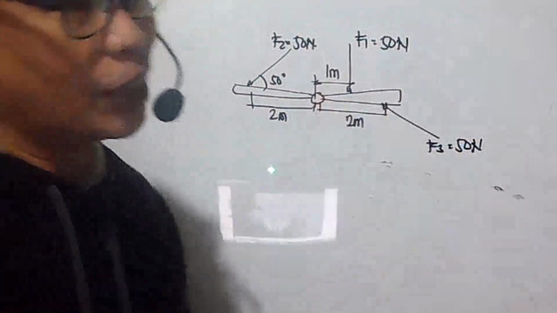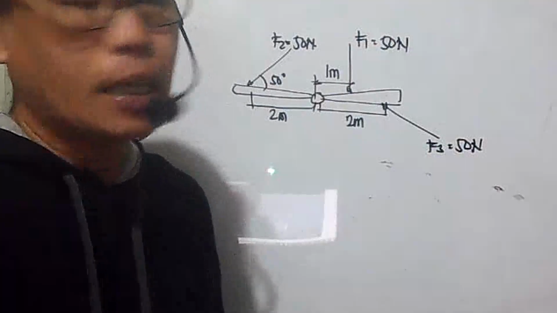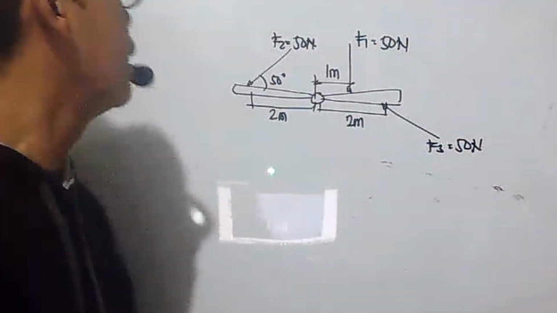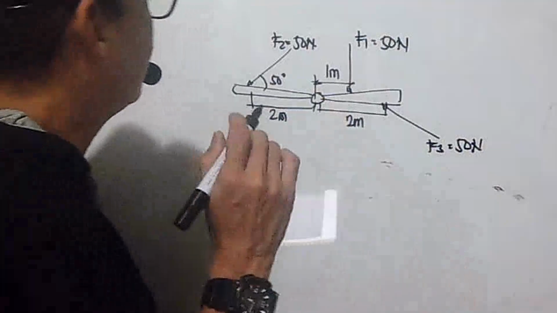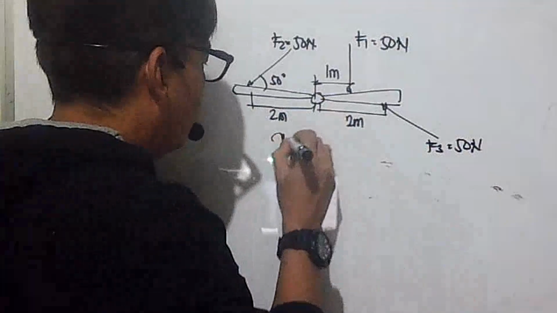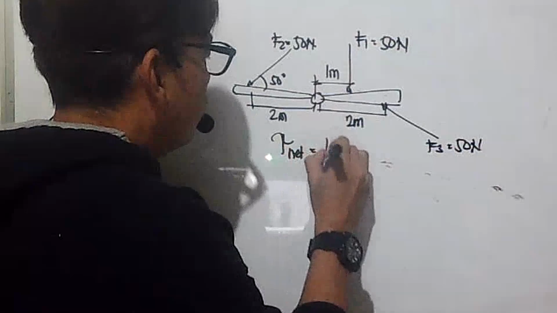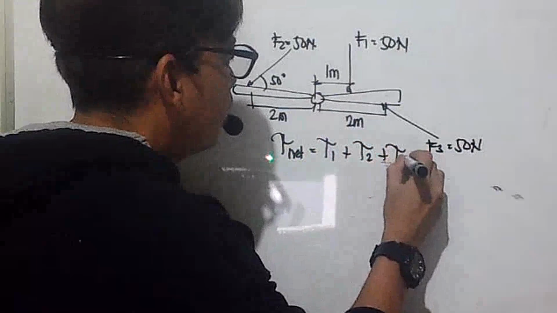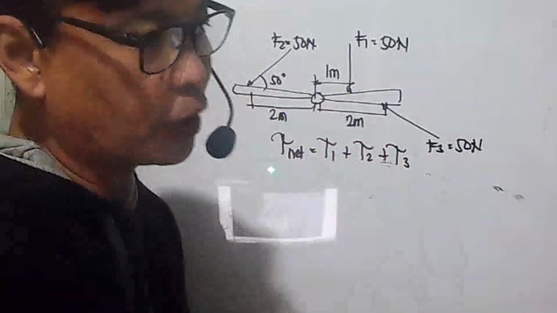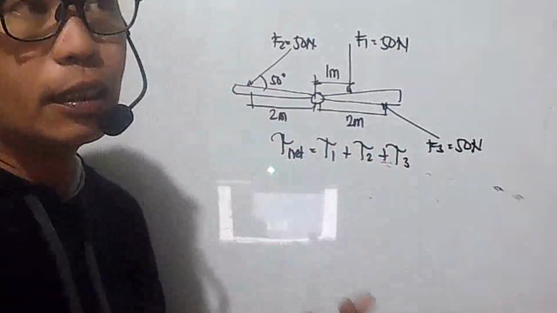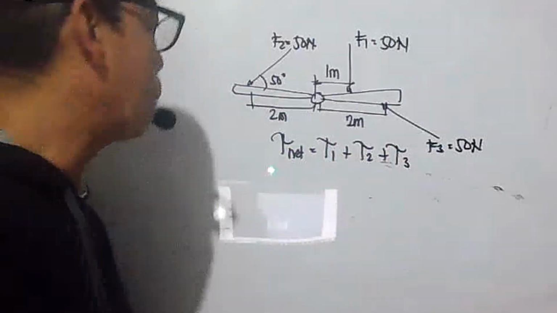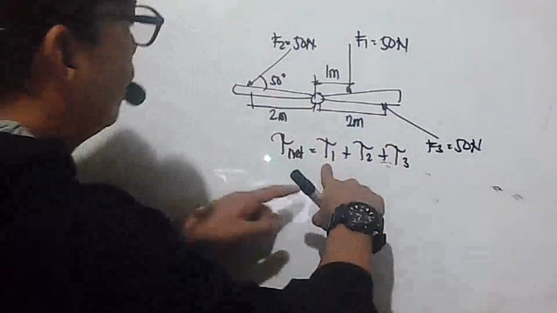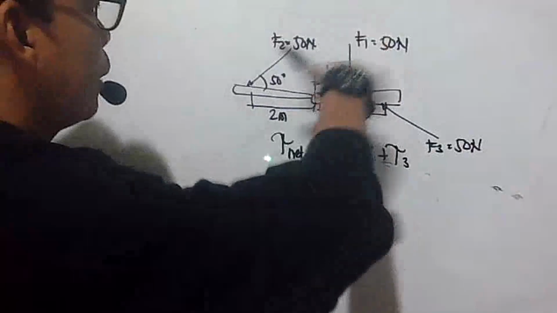But they have different distances from the axis of rotation, and of course, two of them are not perpendicular to the axis of rotation. So let's start to solve. Now, the net torque, like we solved earlier, is equal to T1 plus T2 plus T3. The symbol for torque is the capital Greek letter tau. Now let's see, for T1 there's no problem here, it is perpendicular.